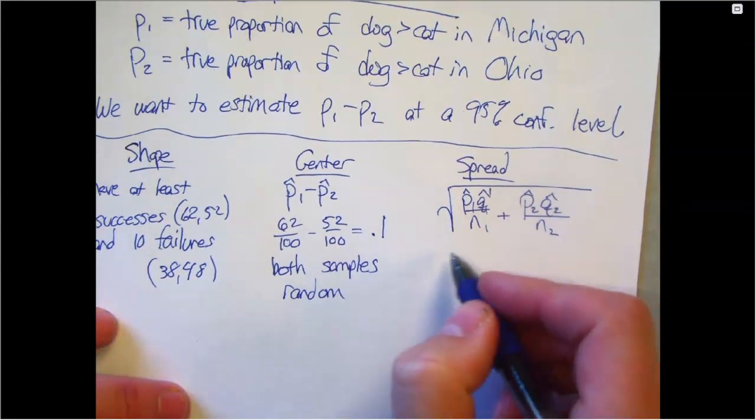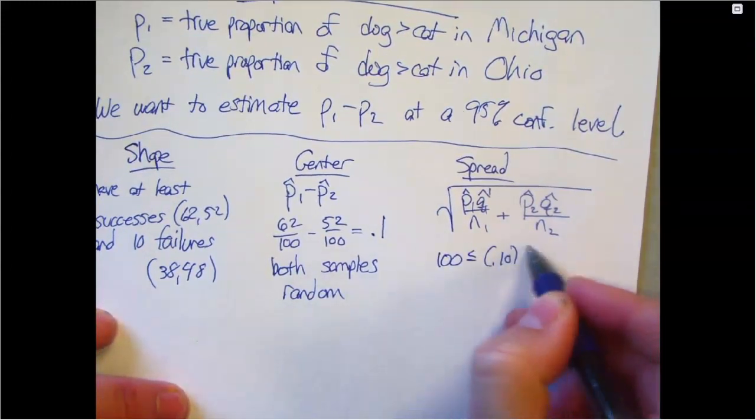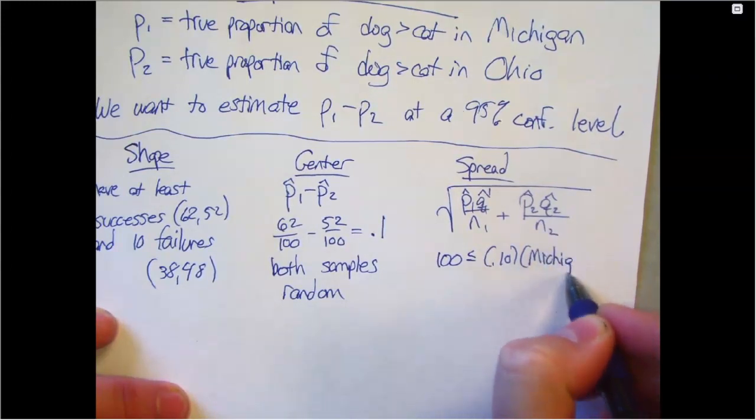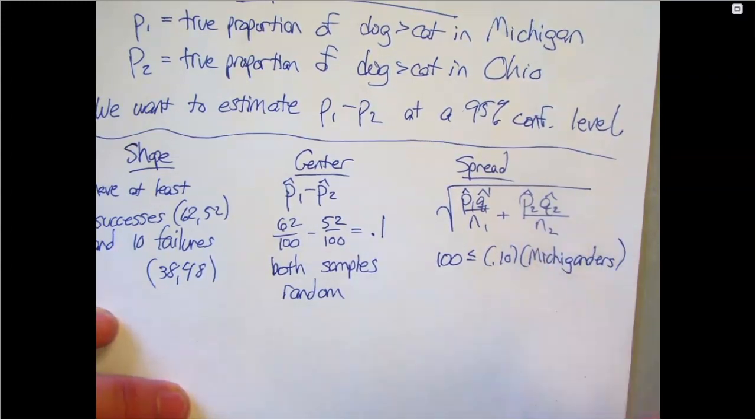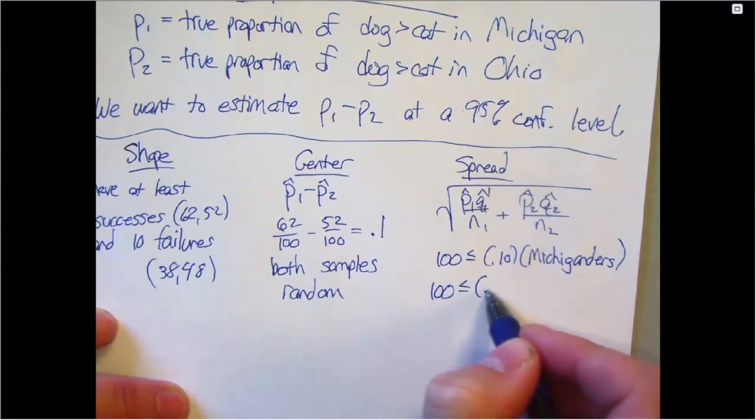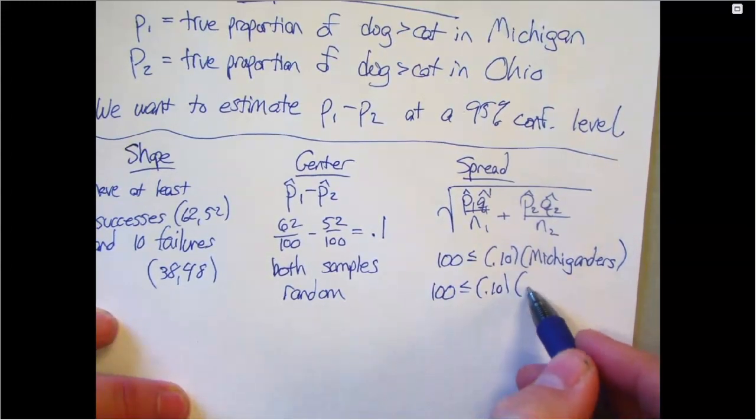How do I know this is true though? Because 100 is less than or equal to 0.1 times all Michiganders. And 100 is less than 10% of Ohioans.